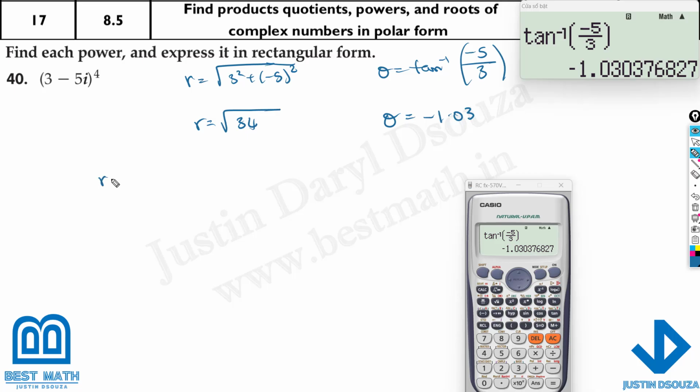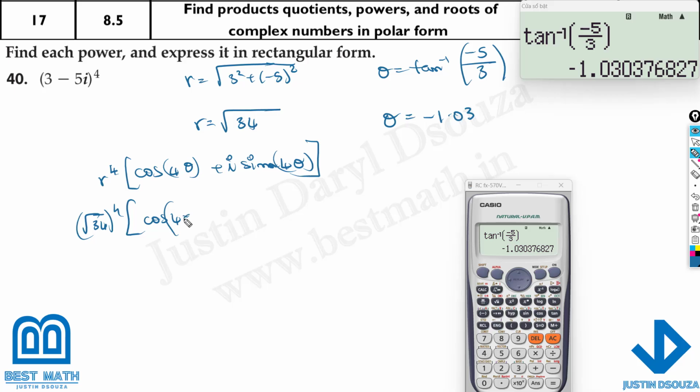So now I'm just going to use the formula directly. It will be r to the power 4 multiplied by cosine 4 times theta, plus i sine 4 times theta. 4 theta, why? Because we're raising it to the power 4. So let's substitute. It's square root 34 the whole raised to power 4, and we have cosine 4 times minus 1.03 plus i sine 4 times minus 1.03.